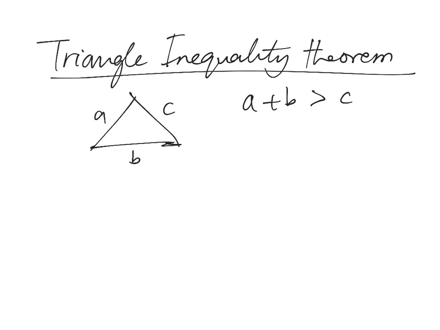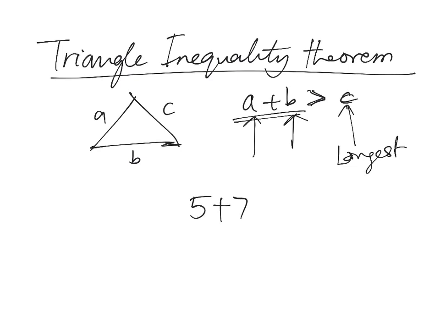For example, in this case, A plus B will be greater than C if these are the shorter sides and this is the longest side, right? It's just something to keep in mind with triangles. If you add up the sides, if you had like 5 plus 7 and it was greater than 8, then you know that such a situation might be a possibility, right?